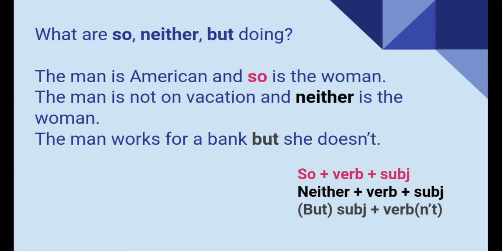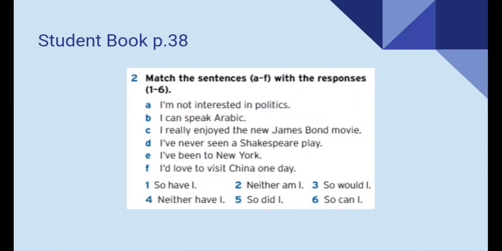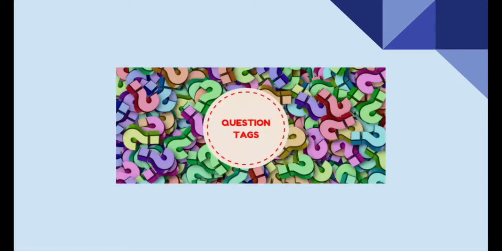And let's see how to do this. So refers to when you have two positive ideas, neither is when you have two negative ideas, and but is when you have one positive and one negative. It doesn't really matter the order of them. Now, let's practice with this. Let's go to student book page 38, exercise 2. Match the sentences with the responses. Pause the video to work on this, please. Okay, guys, we are checking this in class. So let's continue with our review, and now let's do tag questions.